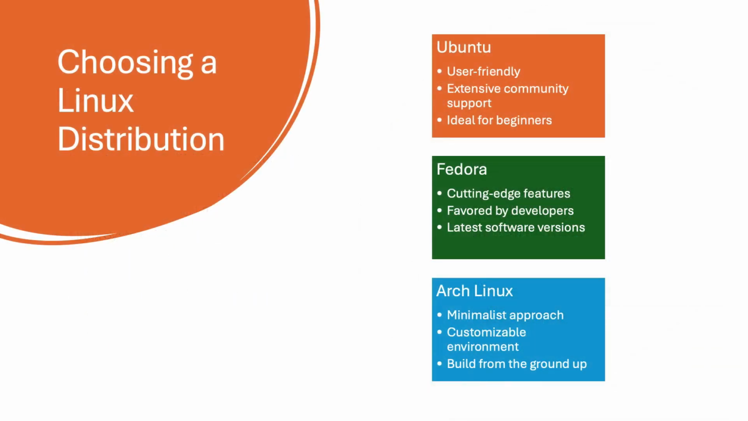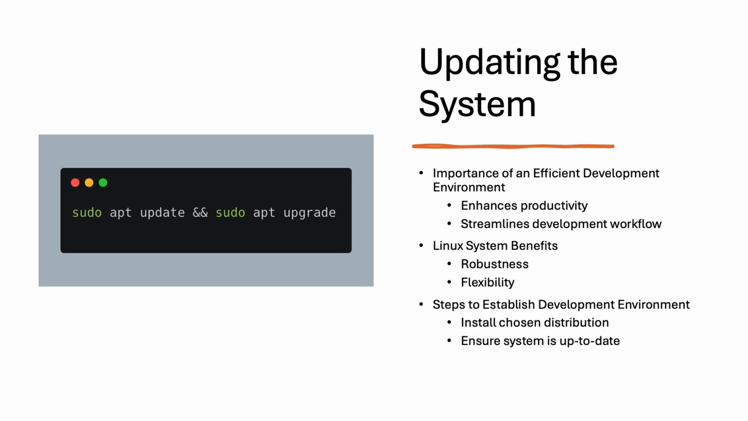When selecting a Linux distribution for development, consider Ubuntu for its user-friendliness, Fedora for cutting-edge features, and Arch Linux for a customizable, minimalist approach. Setting up an efficient development environment on Linux is crucial for programmers. It enhances productivity and streamlines the workflow. Key steps include installing your chosen distribution and ensuring the system is up to date.